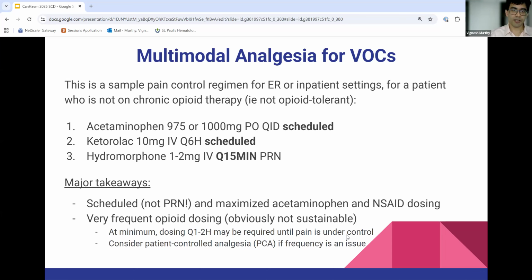And obviously the other major takeaway here is that I've highlighted Q15-minute hydromorphone dosing. That's very frequent. It's obviously not sustainable. But at minimum, people may need medication every 1 to 2 hours until their pain's under good control. And of course, we try to consider patient-controlled analgesia if frequency is an issue, and especially if they're ever admitted. But this is obviously not sustainable, even in an ER setting, for too long. But it's important to try and aggressively treat these to abort the need for admission.